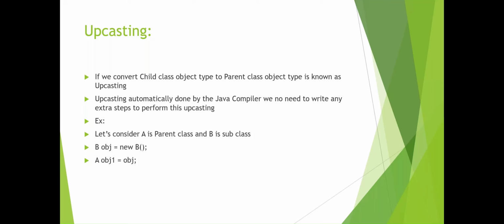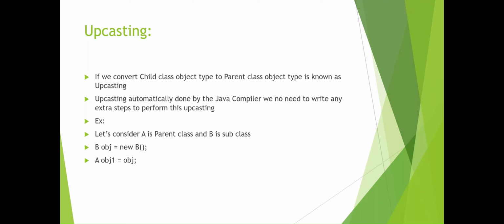To perform upcasting, to convert the child class object into the parent class, we do not need to take any extra steps. Just by assigning the child class object into the parent class reference variable, it is automatically converted. The programmer does not need to take any manual step. That is exactly how it happens, automatically.